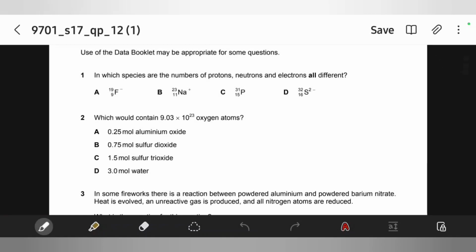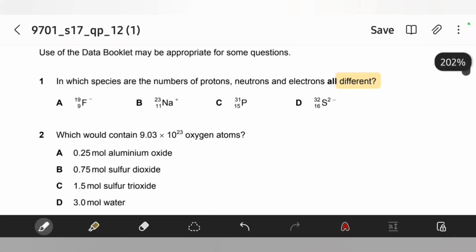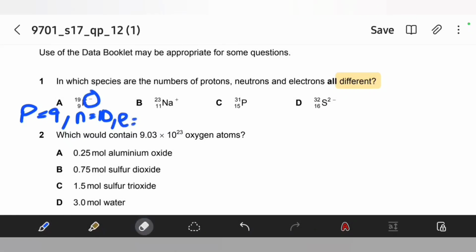In which species are the numbers of protons, neutrons, and electrons all different? So let's write down for all the species the number of protons, neutrons, and electrons. In fluorine ion, the protons we have 9, and then neutrons we have 19 minus 9, which will be 10, and electrons 9 plus 1 since we have a negative charge, so it would be 10. So definitely A is not the correct option.